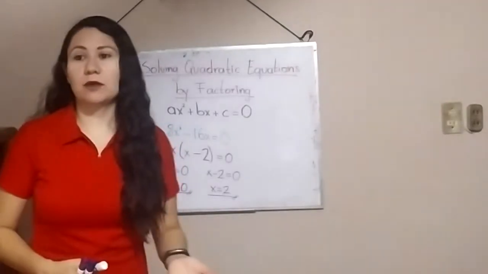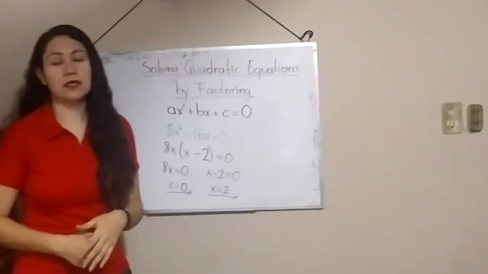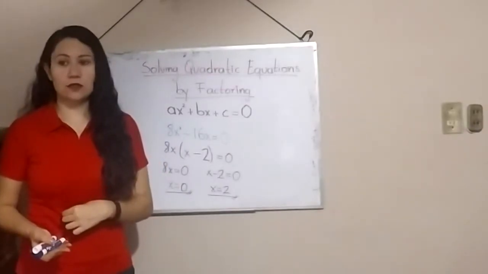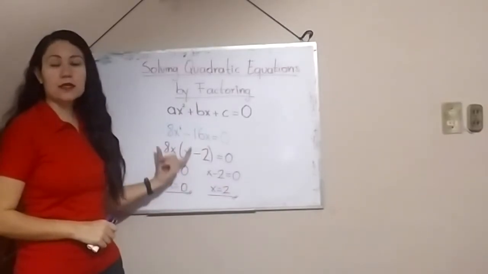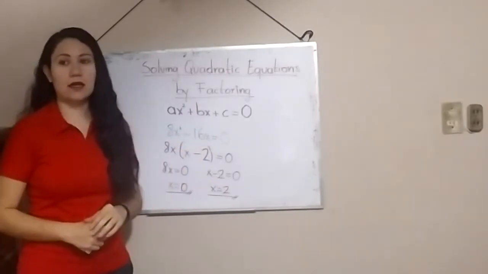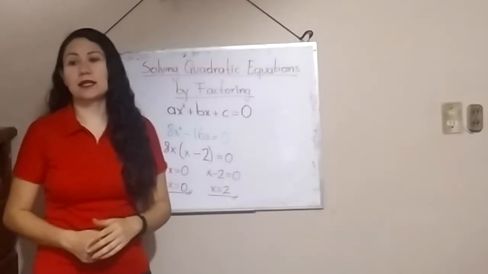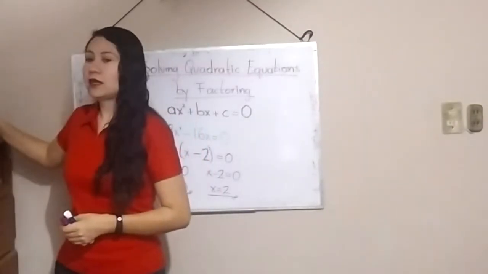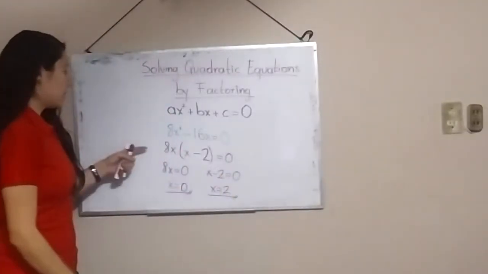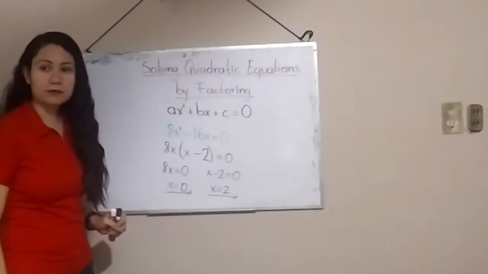Okay? Remember, we always need to find the factors, and when factoring, we always need to first see if we have a common factor. That is the simplest way of factoring, and it would give us an answer really quick.